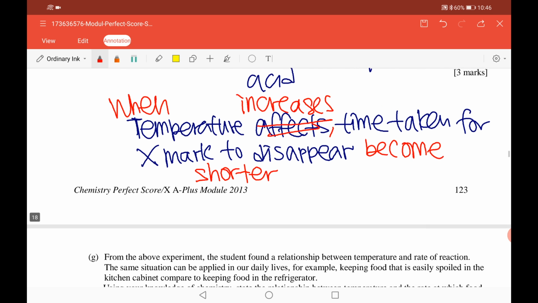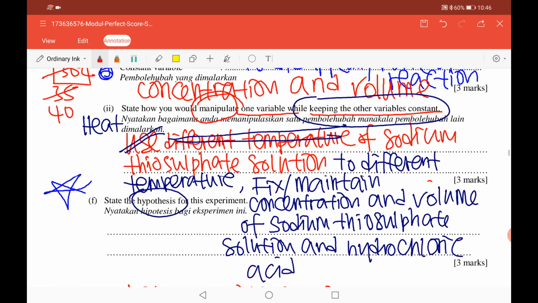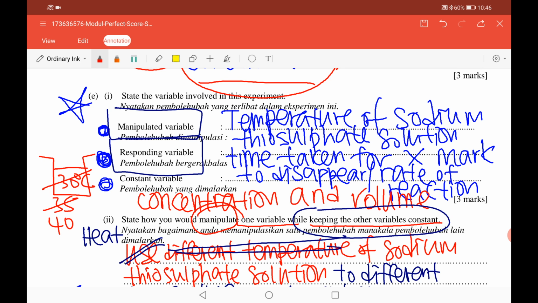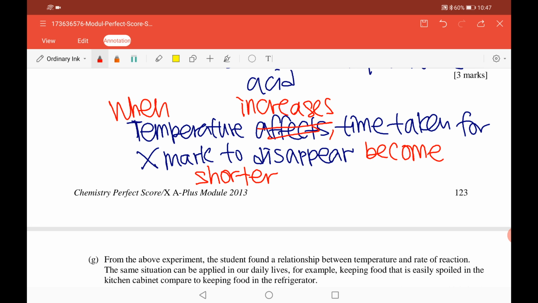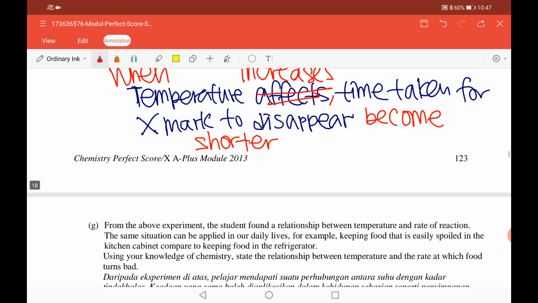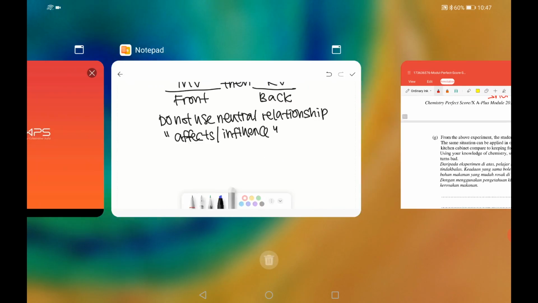Yeah, so if you don't want to write the cross mark disappear, you also can change, because look back to here, your responding variable, you can write the time taken for the cross mark to disappear. You also can write rate of reaction. So you also can change the answer like this. When temperature increases, rate of reaction increases. Also can. As long as you have a relationship between manipulated and responding variable, and the sequence is correct, manipulated in front, responding at the back, and the relationship is very detailed and clear, you're going to get your full mark for your hypothesis. Okay? Alright.